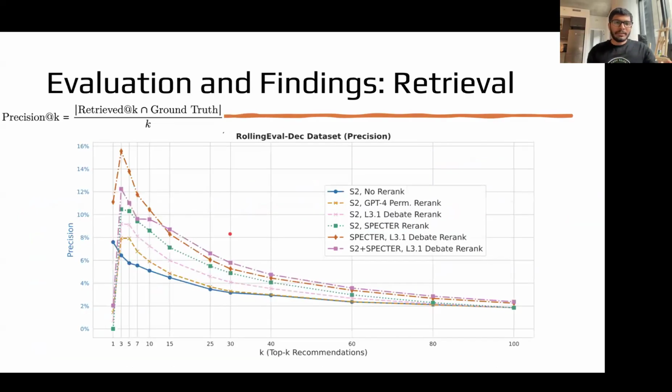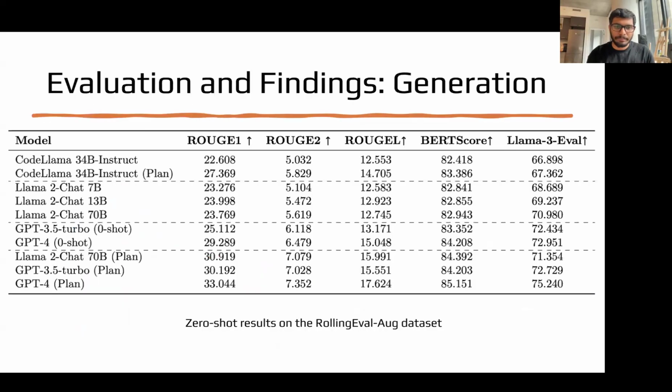So we observe similar trends for precision as well. As you can see, it's almost double the precision of the baseline model. And it just goes on to show that debate re-ranking really works, or asking these models to argue, to generate these arguments, really works.